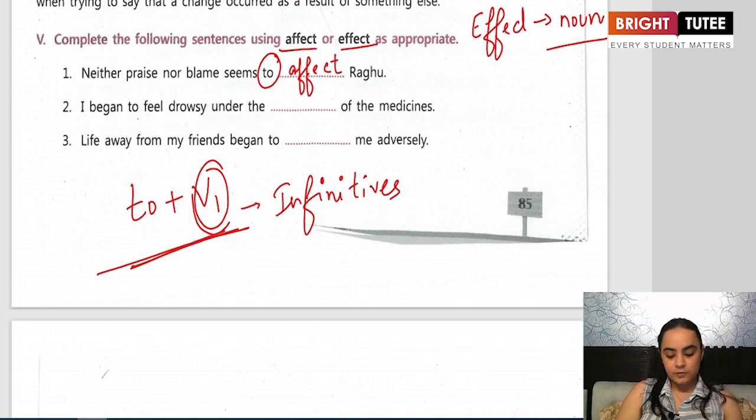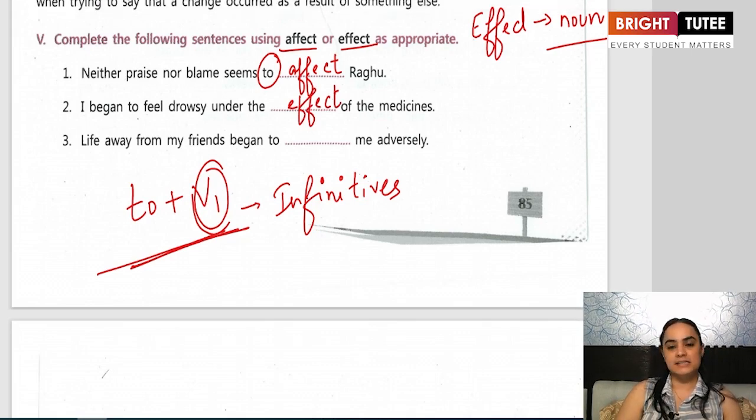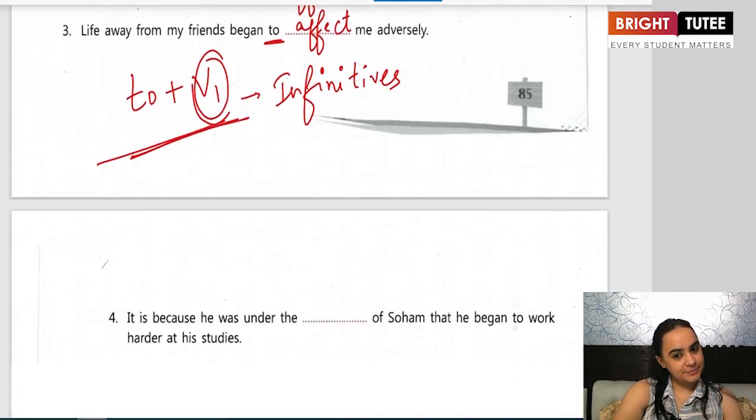I began to feel drowsy under the dash of medicines. So, similar example I took, under the effect of medicines. The result of taking medicines was that I started feeling sleepy, drowsy. Life away from my friends began to dash me adversely. Again, to. With to we use a verb, and what is a verb out of them? Affect. A.